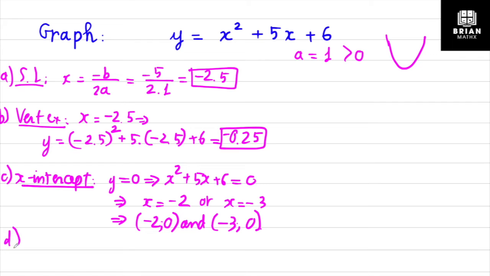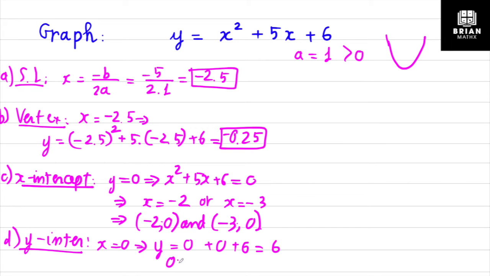Okay, how about D? You find the y-intercept. The y-intercept is found by putting the value x equal to 0, and then you get y equal to 0 plus 6 equal to 6. So 0, 6 will be the y-intercept.